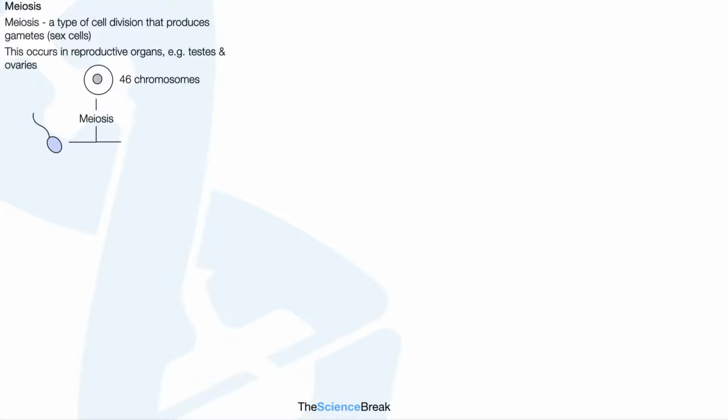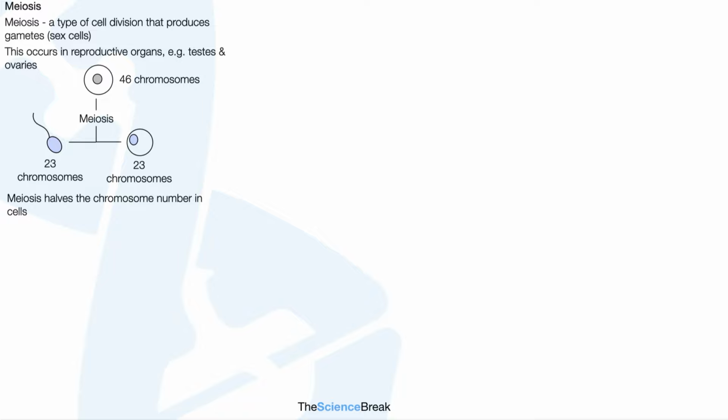Meiosis. This is a type of cell division that produces gametes, in other words, sex cells. This occurs in reproductive organs, for example, testes and ovaries. Here's an overview. We have a cell with 46 chromosomes. We go through meiosis and we end up with gametes, sperm cells and egg cells, each with 23 chromosomes. This example is for humans.